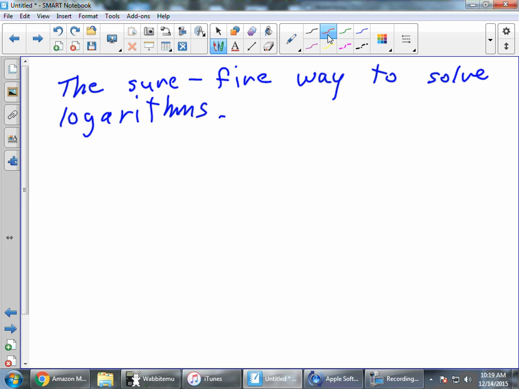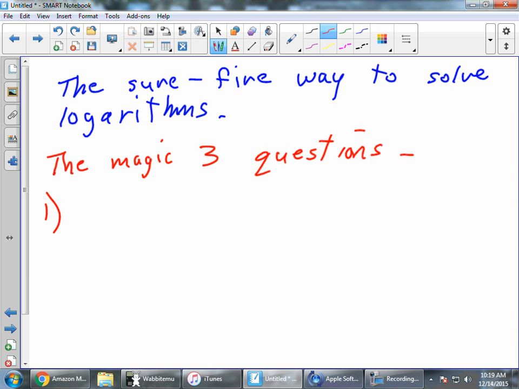So one thing I have developed over the years is the magic 3 questions. Okay? The magic 3 questions. Question number 1. What is the base?